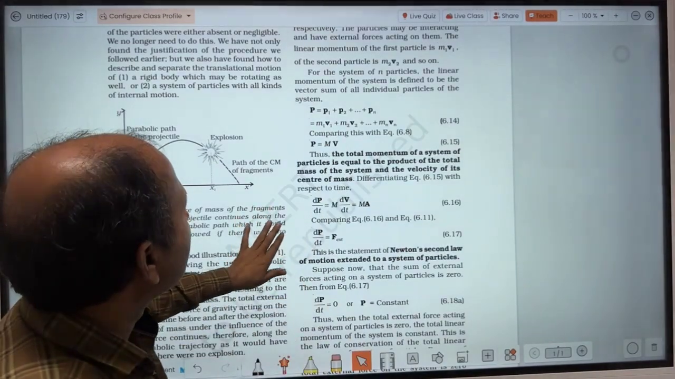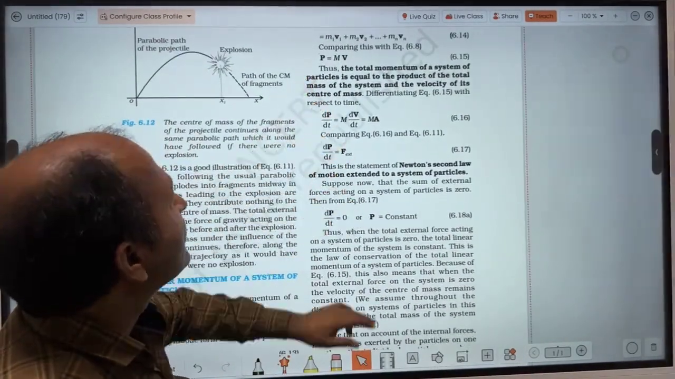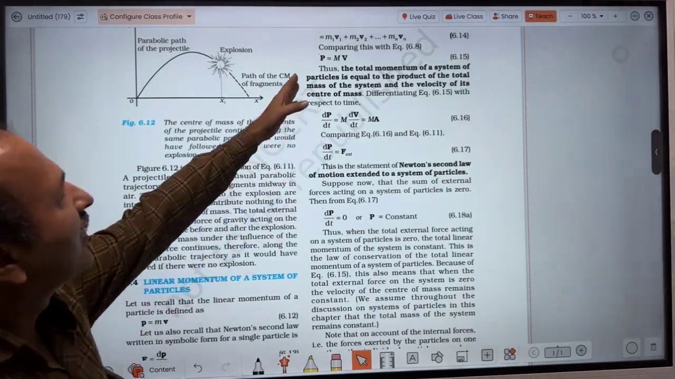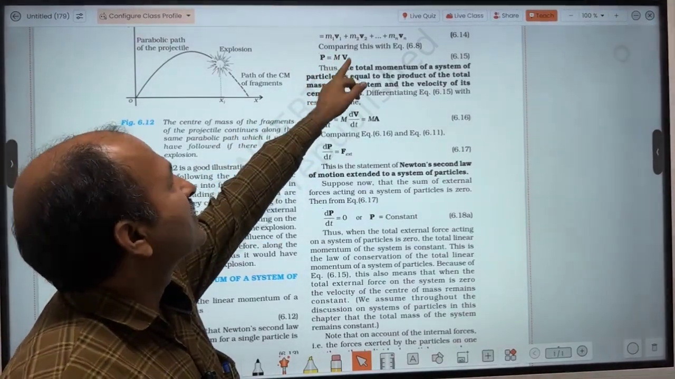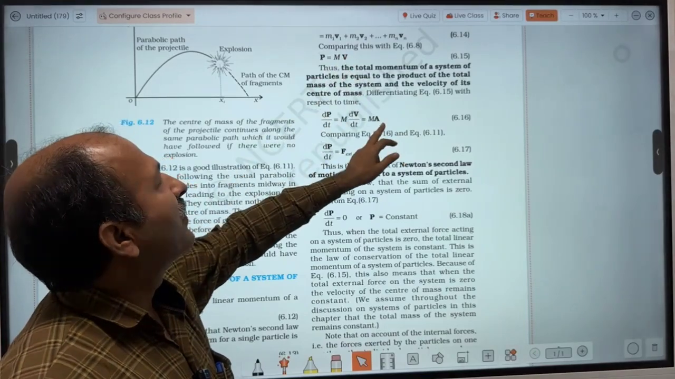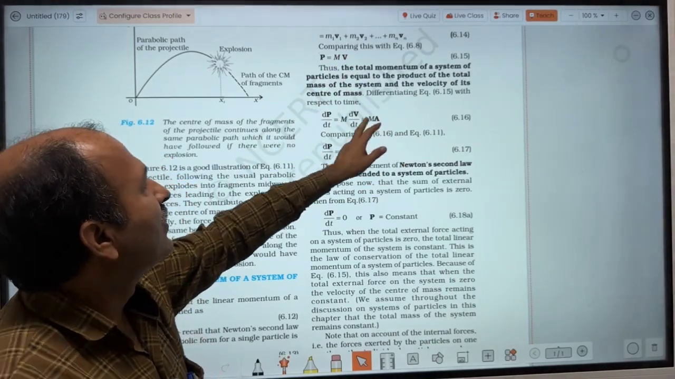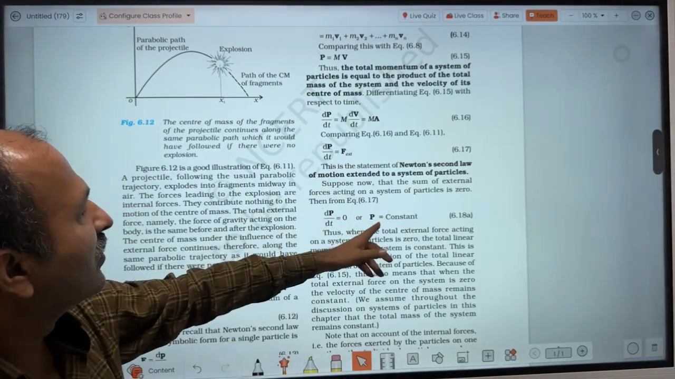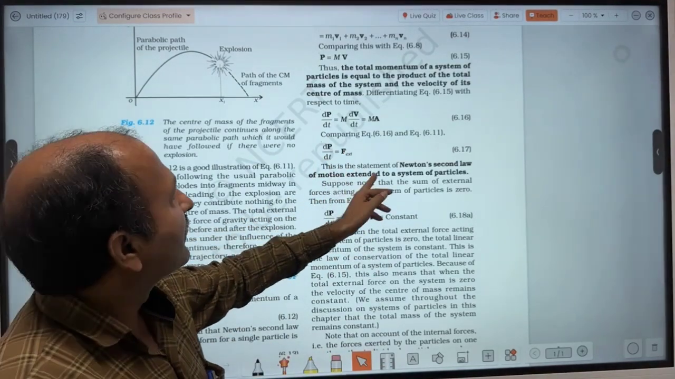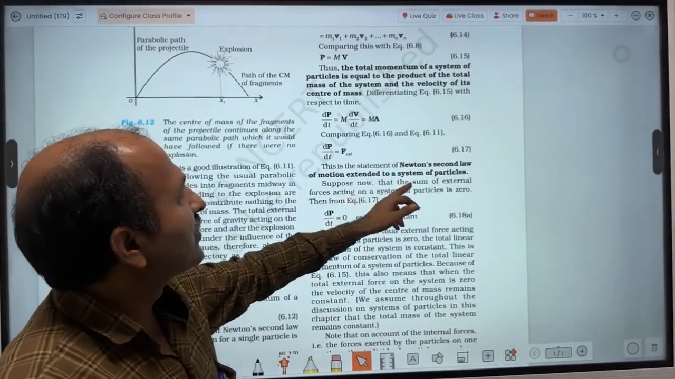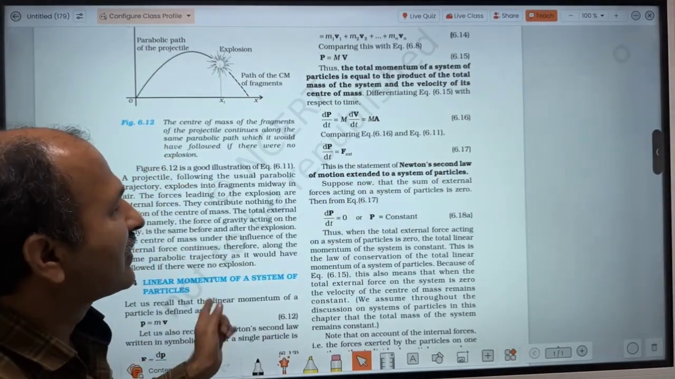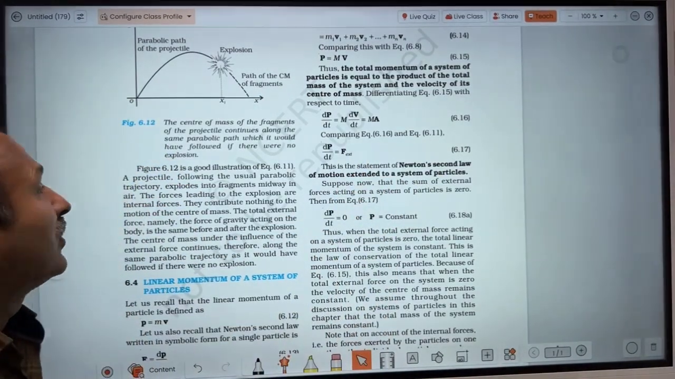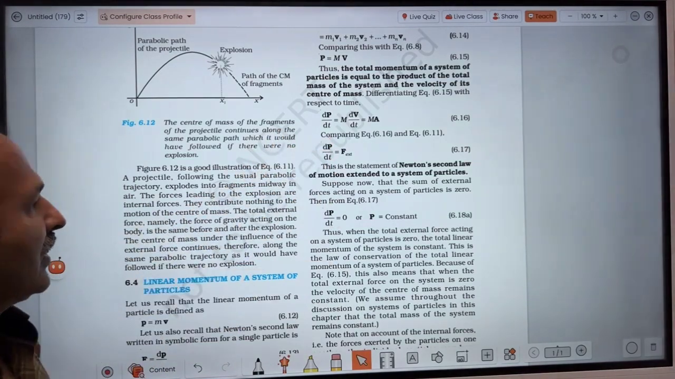And now suppose we want to convert it into force. If you remember, change in momentum with time is called force. So here dp/dt, we find mass is constant, so m dv/dt, and dv/dt can be written as acceleration. So this is net force, so dp/dt is external force. So we have got that Newton's second law of motion extends to a system of particles also. If many particles are there, still Newton's second law, F equal to ma, can be applied.